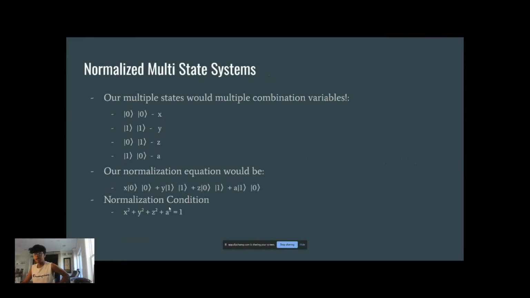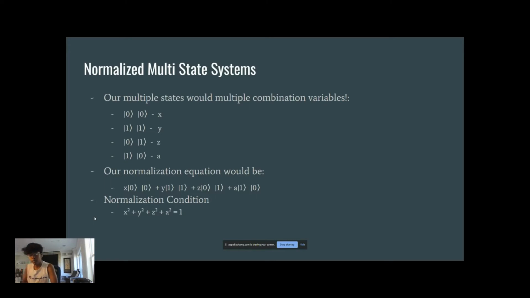So when we write it out, we would have 0 0, 1 0, 0 1, and 1 0. One thing we also need to know is that these 4 states still need to obey the laws of quantum mechanics, and one of those laws is the normalization of qubits, or the normalization of multi-state systems.